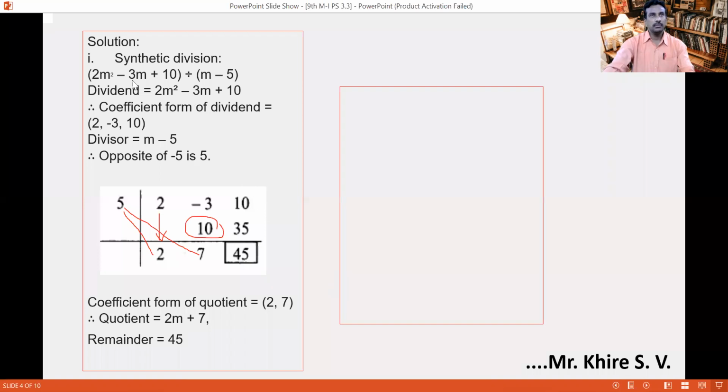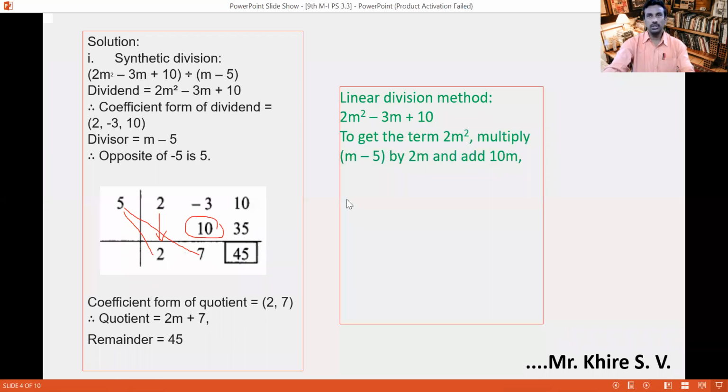Now the same example is solved by using the linear division method, the second method. 2m square minus 3m plus 10 divided by m minus 5 again. Now, to get the term 2m square, every time we have to multiply by m minus 5. Here, multiply m minus 5 by 2m and add 10m, because minus 5 times 2m is minus 10m.